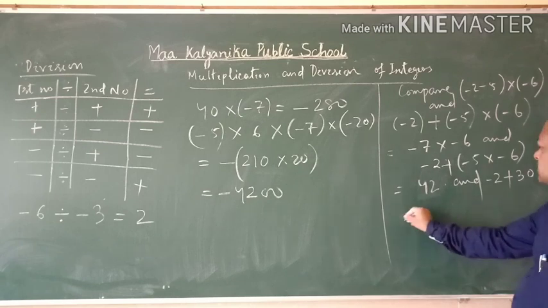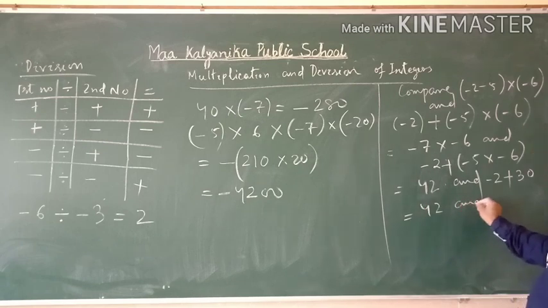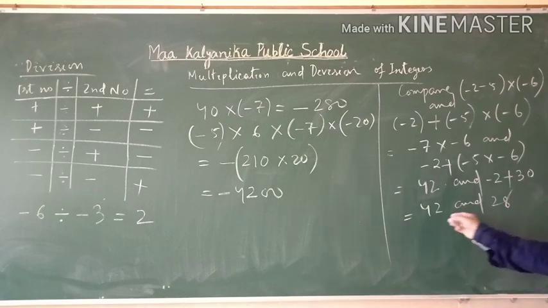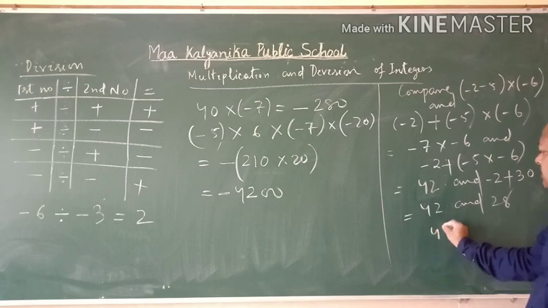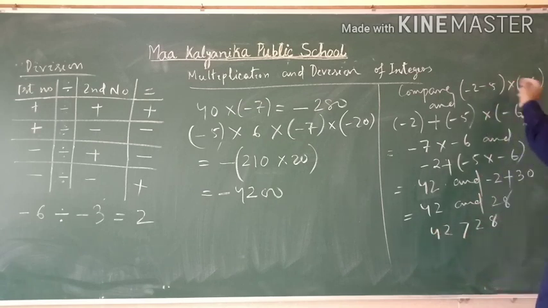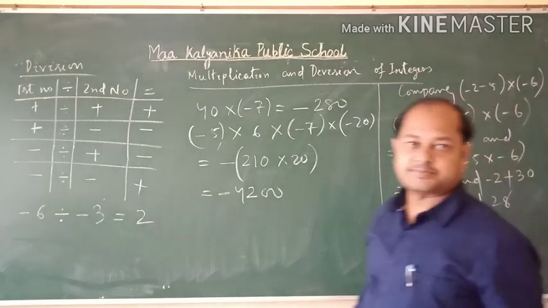So here it is 42 and 28, because minus 2 plus 30 is 28. So which is greater now? Naturally, 42 is greater than 28. That means the first part is greater than the second part.